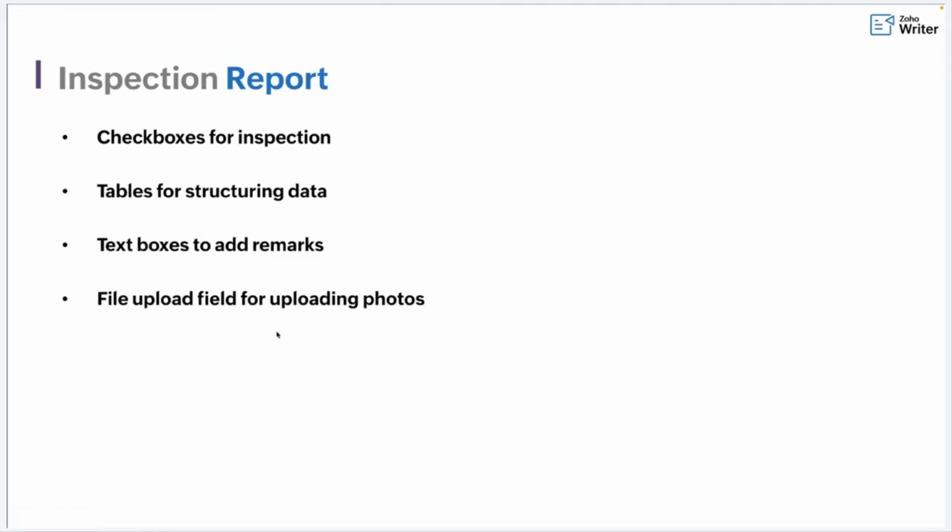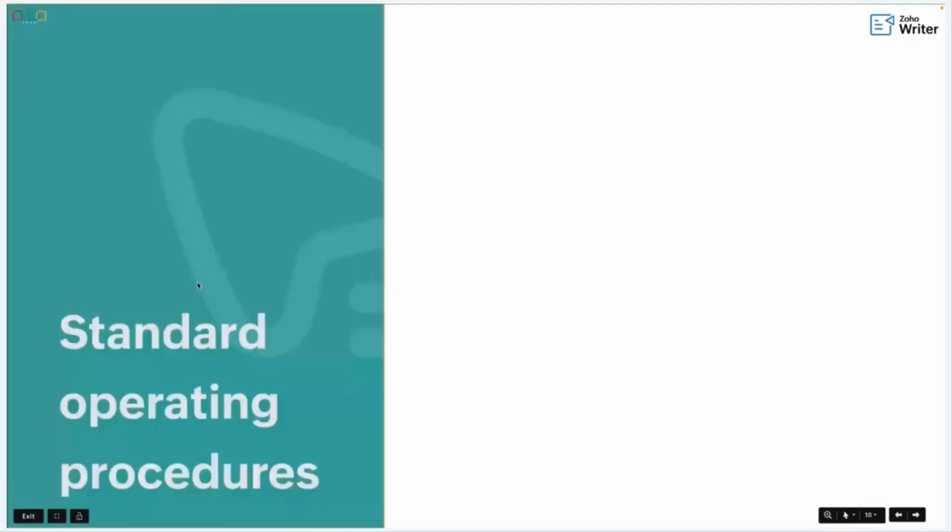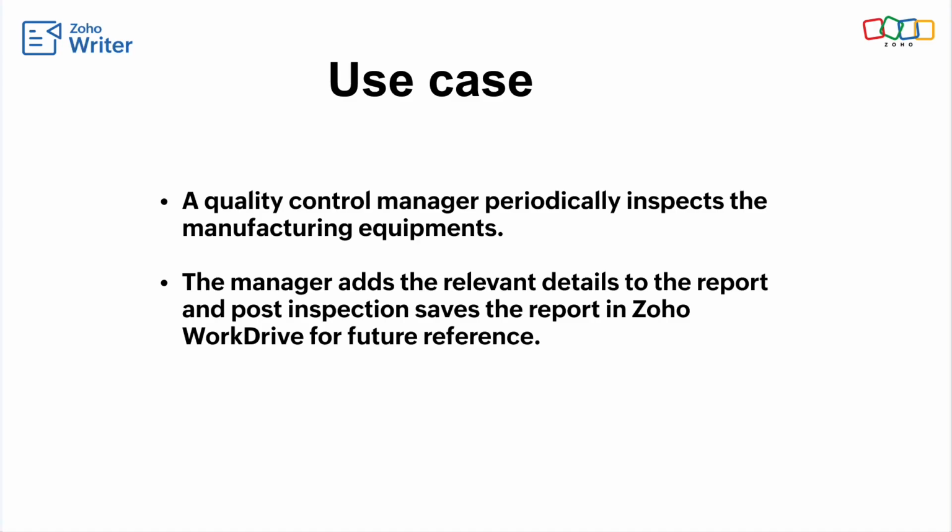their supervisor. In this case, they'll need checkboxes to confirm each inspection item, tables to organize measurement data, text boxes to provide specific remarks, and file upload fields to attach photos of any defects or observations he has found. So, can you show us how all of that comes together in Zoho Writer?